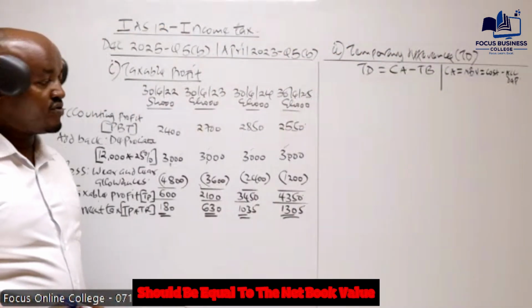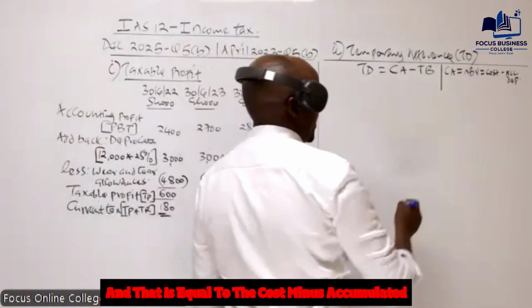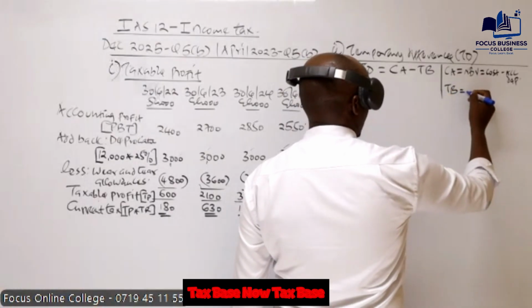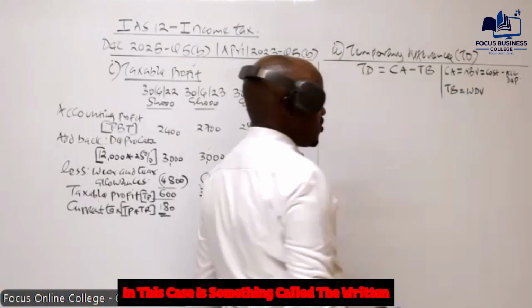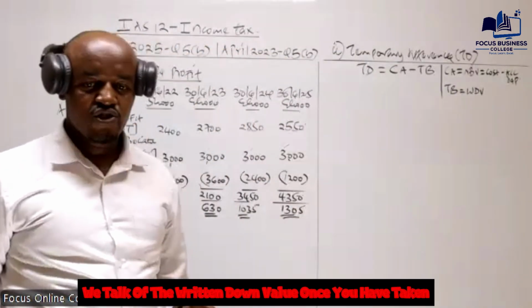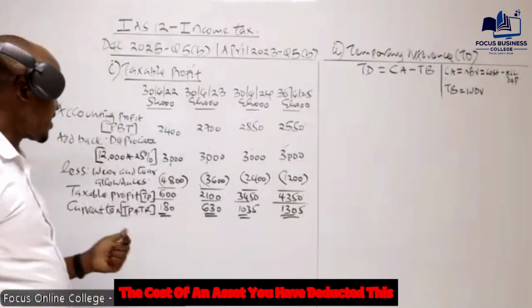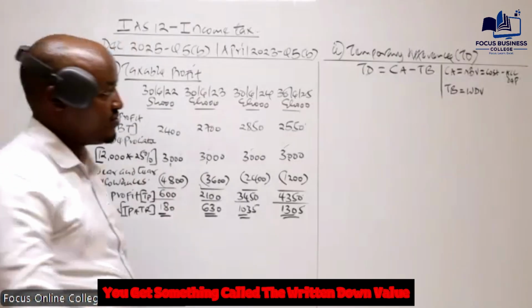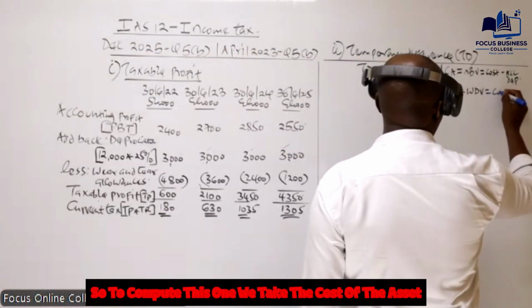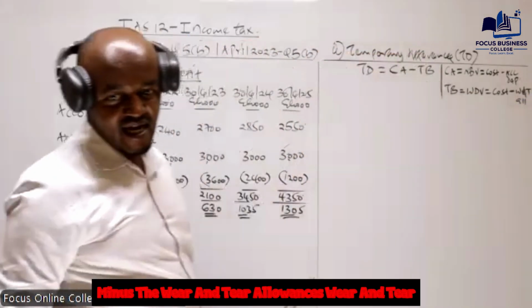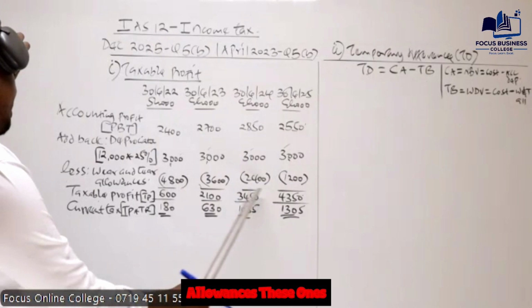Carrying amount of this equipment will be equal to the net book value, and that is equal to the cost minus accumulated depreciation. What about the tax base? Tax base in this case is something called the written down value. In taxation, we don't talk of the net book value of an asset. We talk of the written down value. Once we have taken the cost of an asset, we have deducted these wear and tear allowances, you get something called the written down value. So to compute this one, we take the cost of the asset minus the wear and tear allowances.